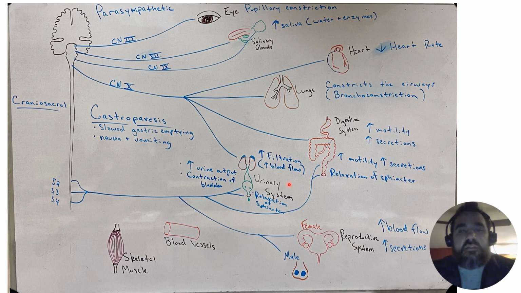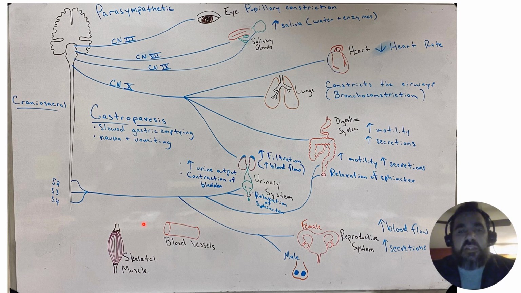And then the kidneys. We're going to increase filtration. Increased blood flow to the kidneys will increase glomerular filtration rate, which will make more filtrate and hence, depending on a few other factors, potentially more urine. Then we have relaxation of the internal urethral sphincter, which is smooth muscle. The external is skeletal muscle, so you can hold it. Reproductive organs: we're going to increase blood flow and increase secretions, which all makes sense.